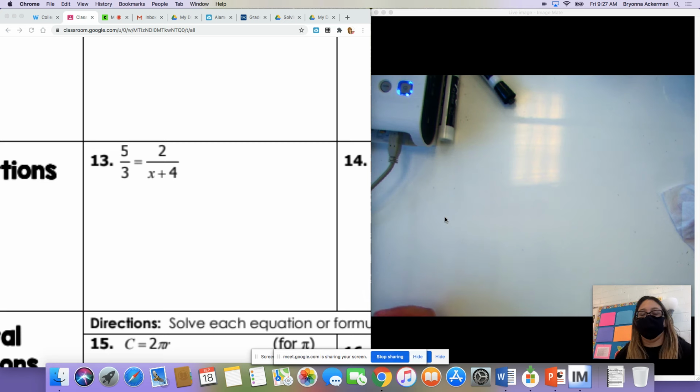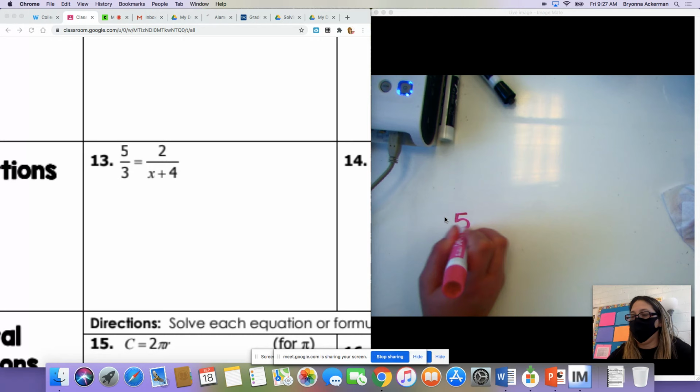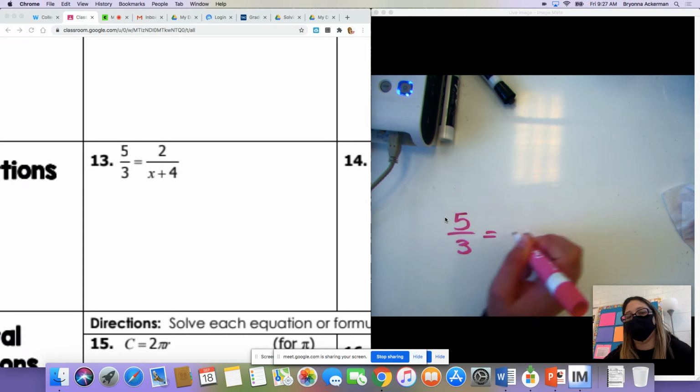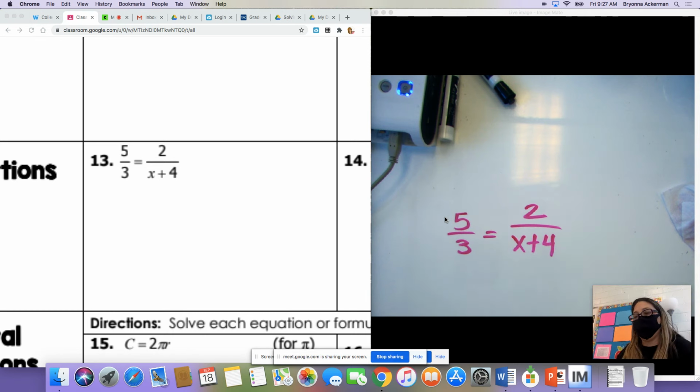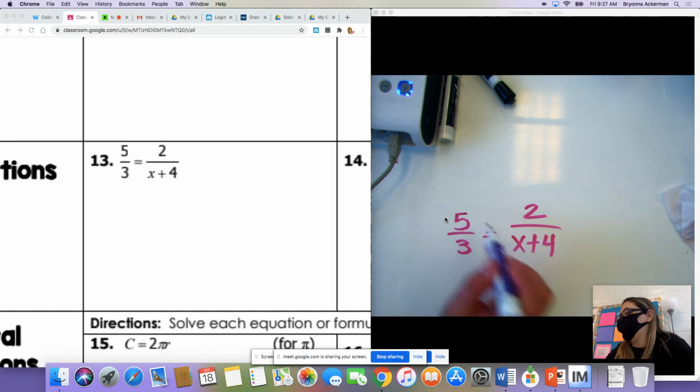Okay, so when we're doing number 13, it's a proportion. And so we're going to have 5/3 equals 2 over x plus 4. And you should have done these in Algebra 1, so hopefully we're just kind of dusting off the cobwebs. But we're going to cross multiply, or I think some teachers call it the butterfly.